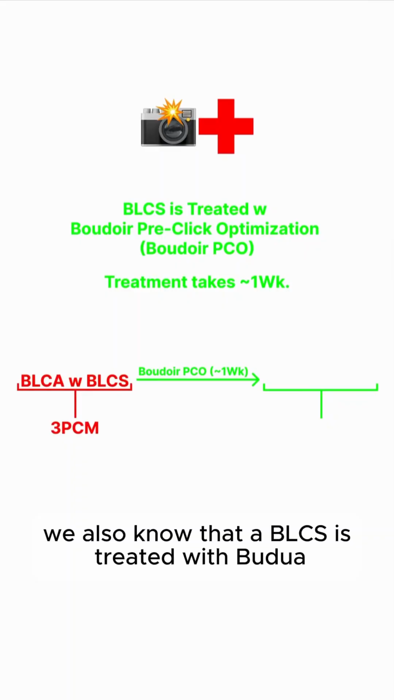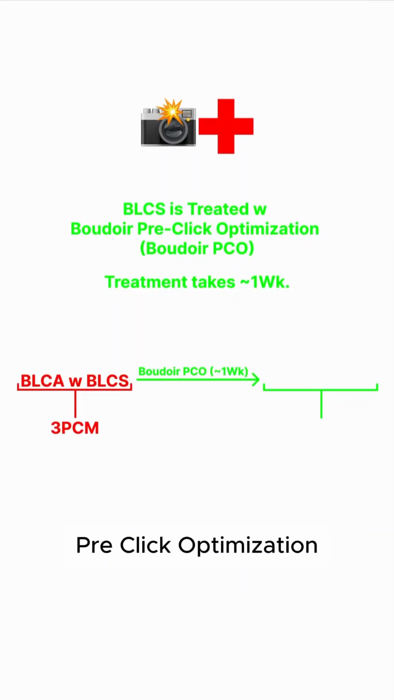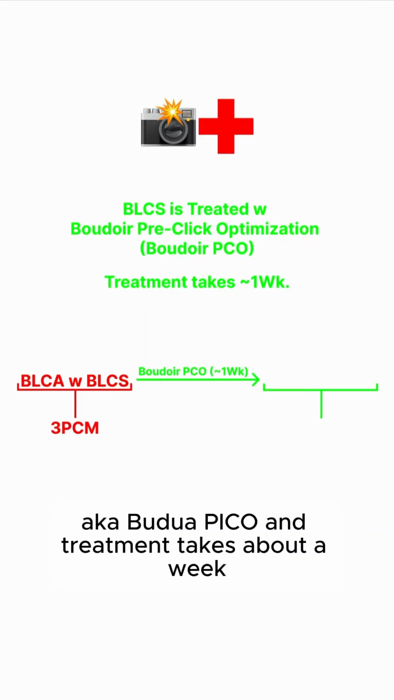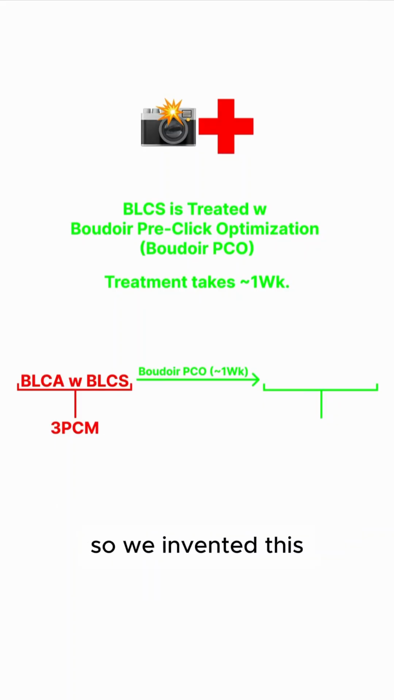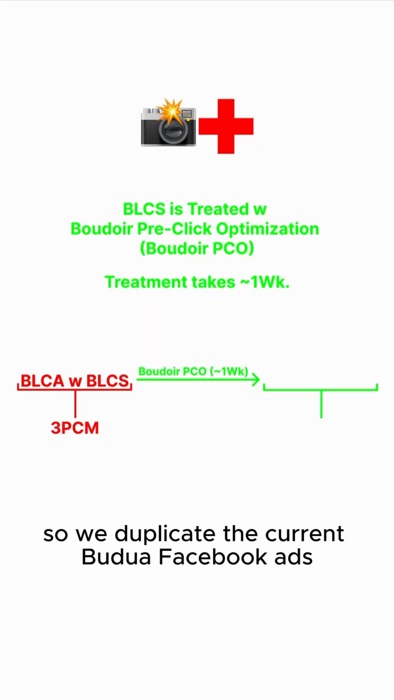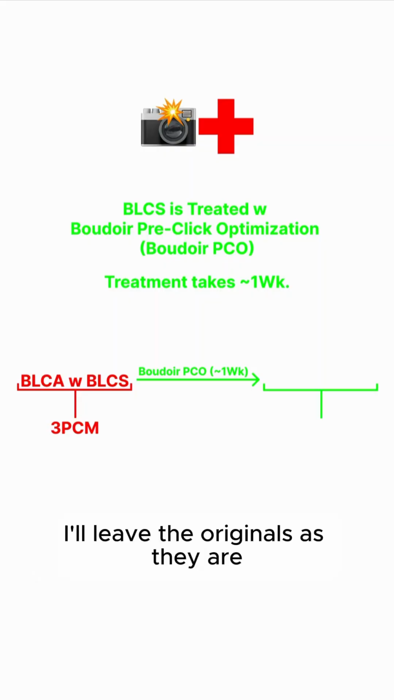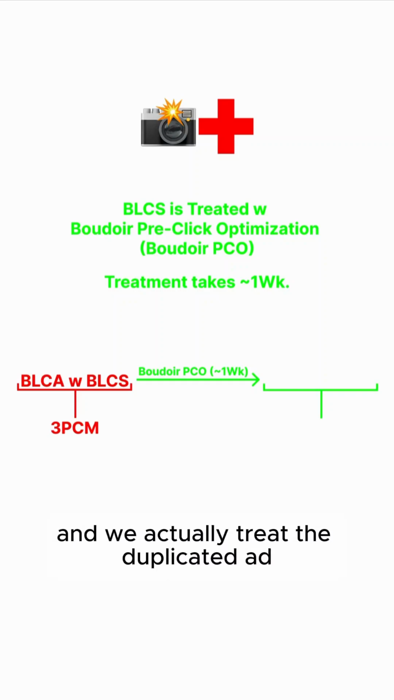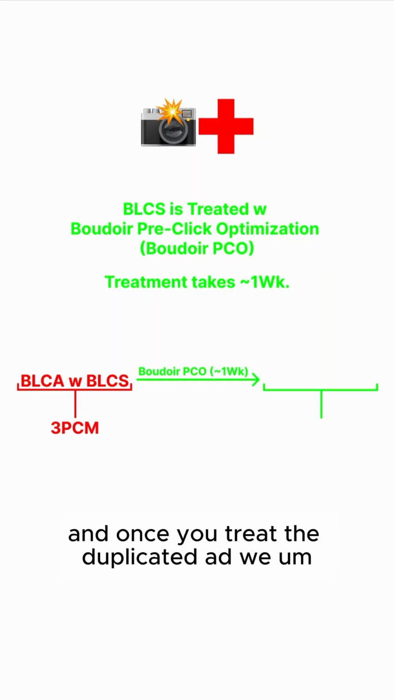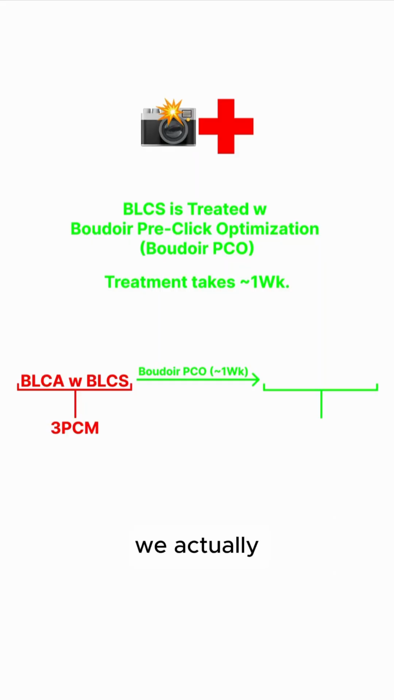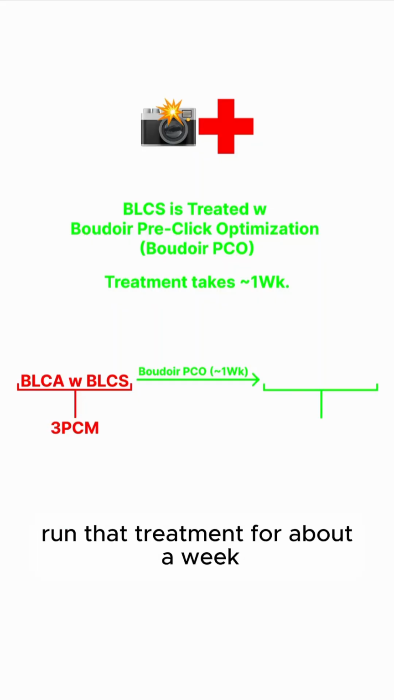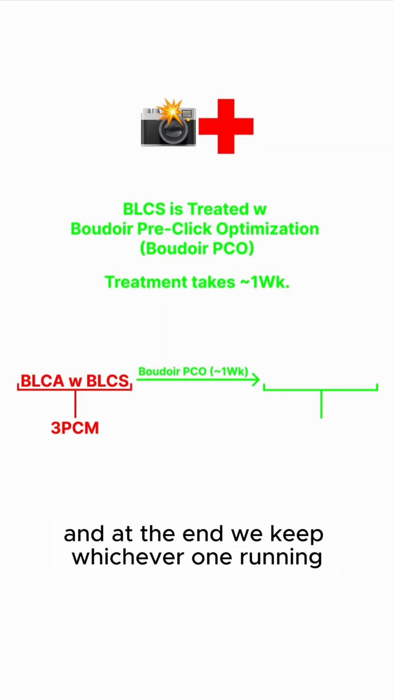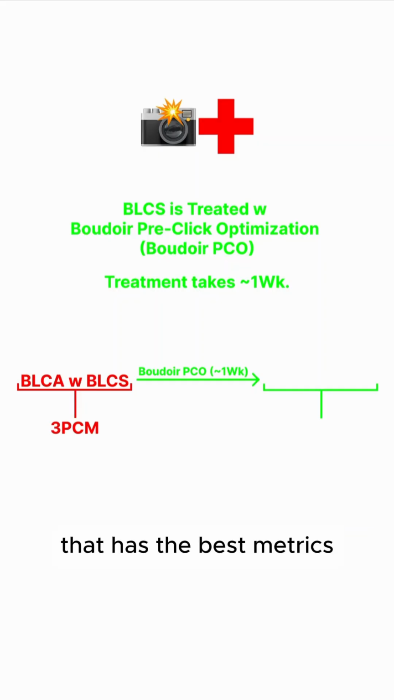We also know that a BLCS is treated with Boudoir pre-click optimization, aka Boudoir Pico, and treatment takes about a week. So we invented this. We duplicate the current Boudoir Facebook ads, leave the originals as they are, running or not running, and we treat the duplicated ad. We run that treatment for about a week, and at the end, we keep whichever one has the best metrics running.